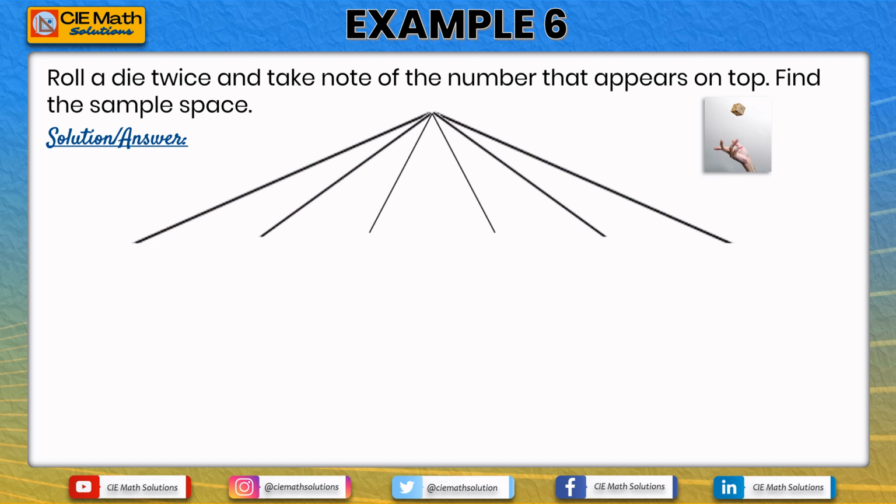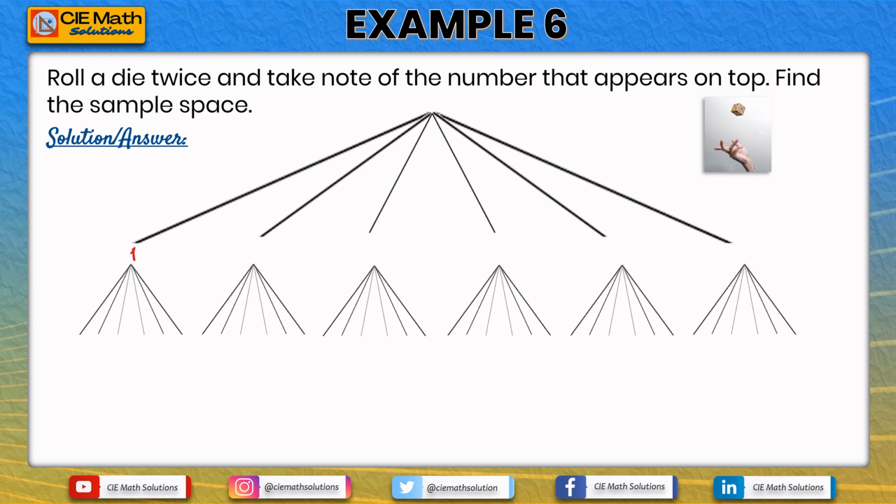In this case, there are 6 outcomes on the first toss: 1, 2, 3, 4, 5, and 6. Then on the second toss, for each outcome on the first toss, there are also 6: 1, 2, 3, 4, 5, 6.